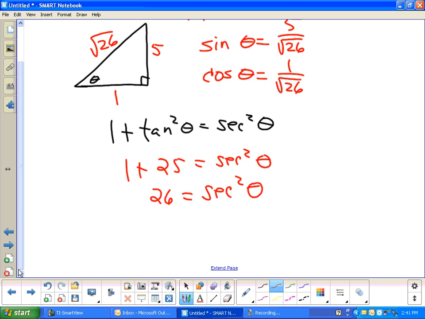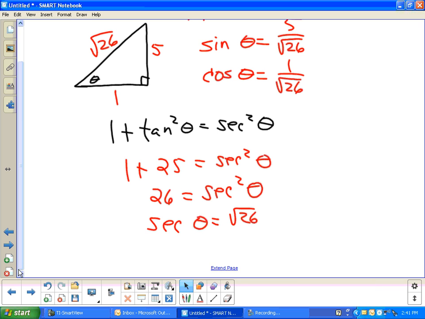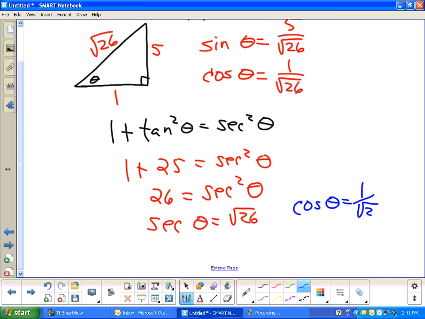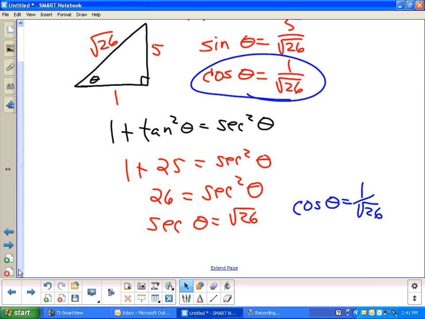And if you want to know what just plain old secant is, just take the square root. So secant theta is the square root of 26. Now cosine is what they asked for, not secant. But the cosine is 1 over the secant. That was our very first identity that we did. So we can now write cosine theta is 1 over radical 26. Exactly what you said it was up there. So this is using the identity of 1 plus the tangent squared is equal to the secant squared. Now, how do we get the sine?